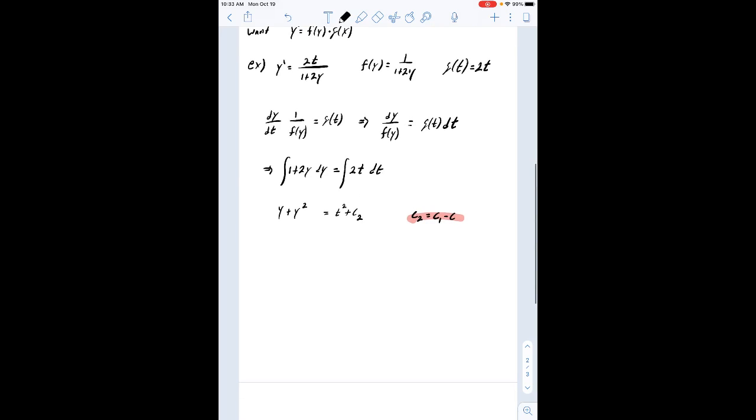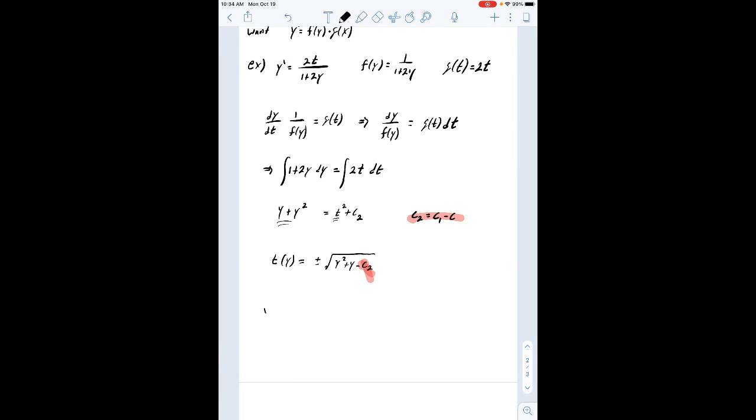All right, so in this specific case, I see that I can solve for t a lot easier than I can solve for y. So I'd actually say t as a function of y equals plus or minus the square root of y squared plus y minus c2. Okay, so now we ask, well, how do we solve for this c2 constant right here? So this is actually found by initial values.